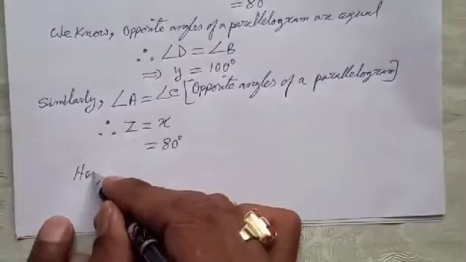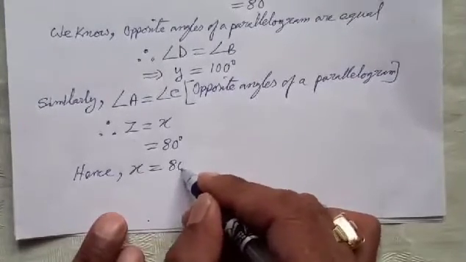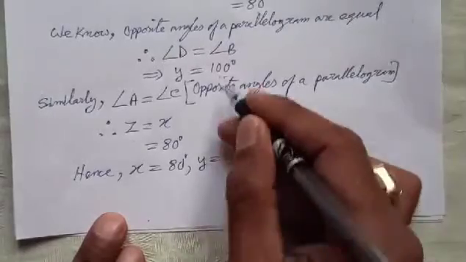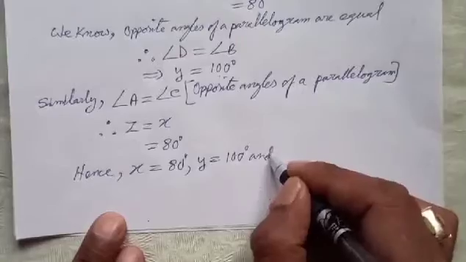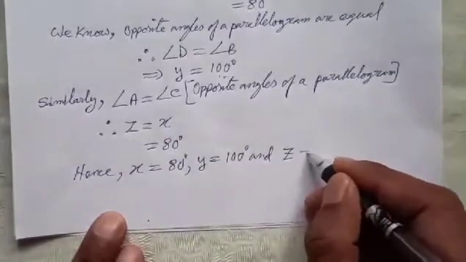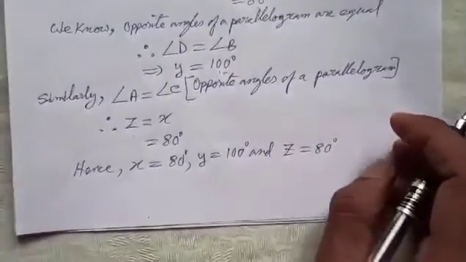Hence, x is equal to 80 degrees, y is equal to 100 degrees, and z is equal to 80 degrees. Here this question number 1 is over.